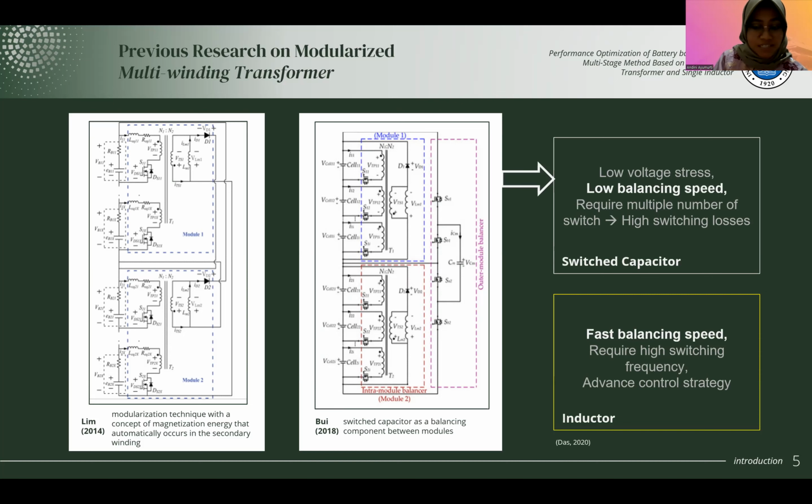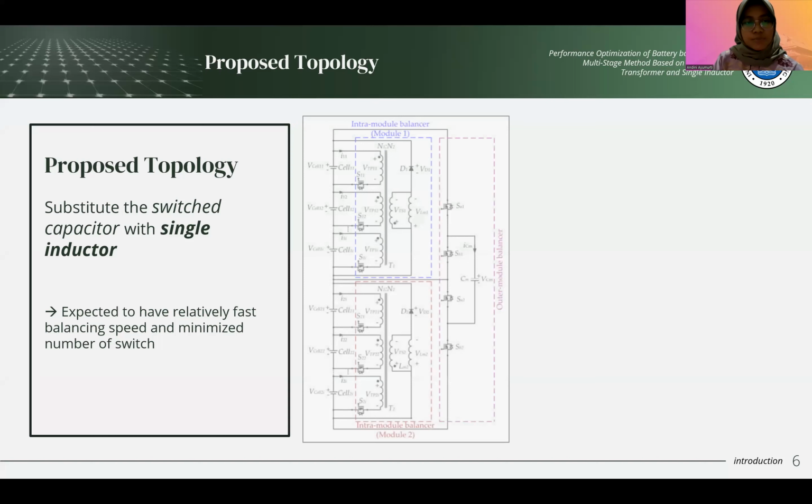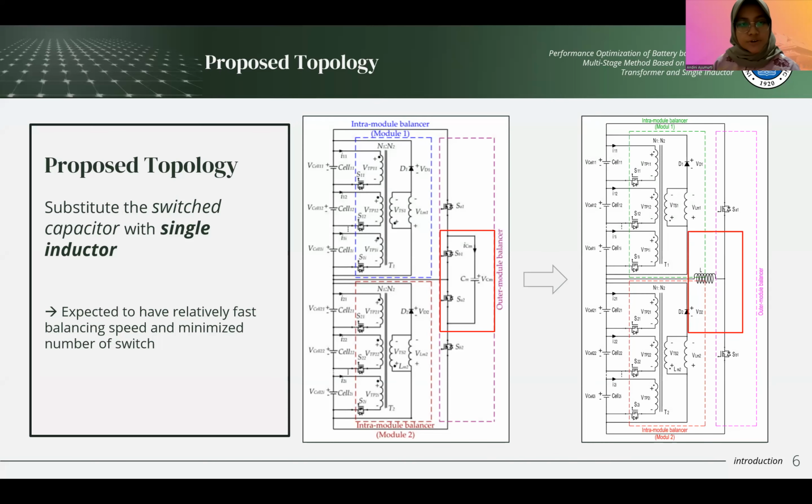So we propose a topology that substitutes the switch capacitor with a single inductor, and we expect to optimize its balancing speed and also minimize the number of switches that are used.